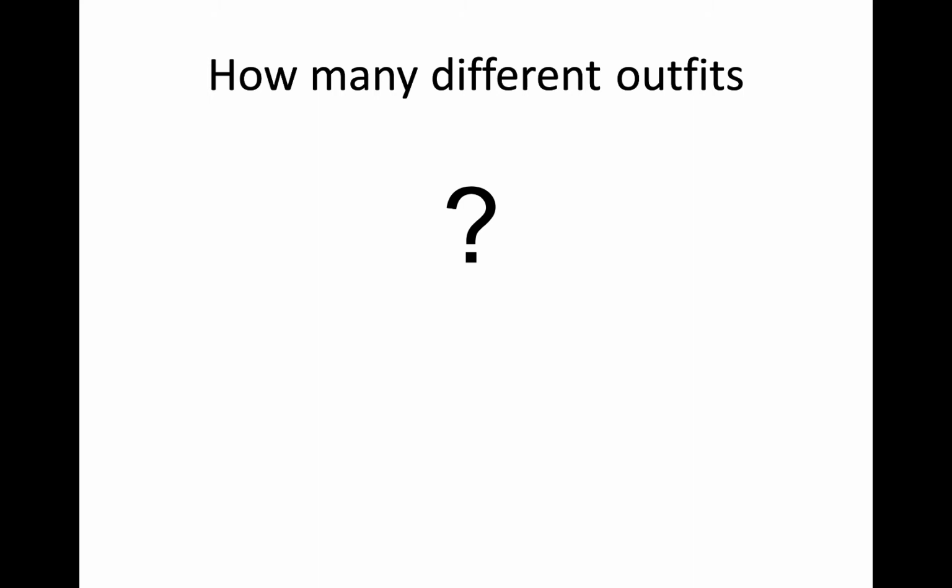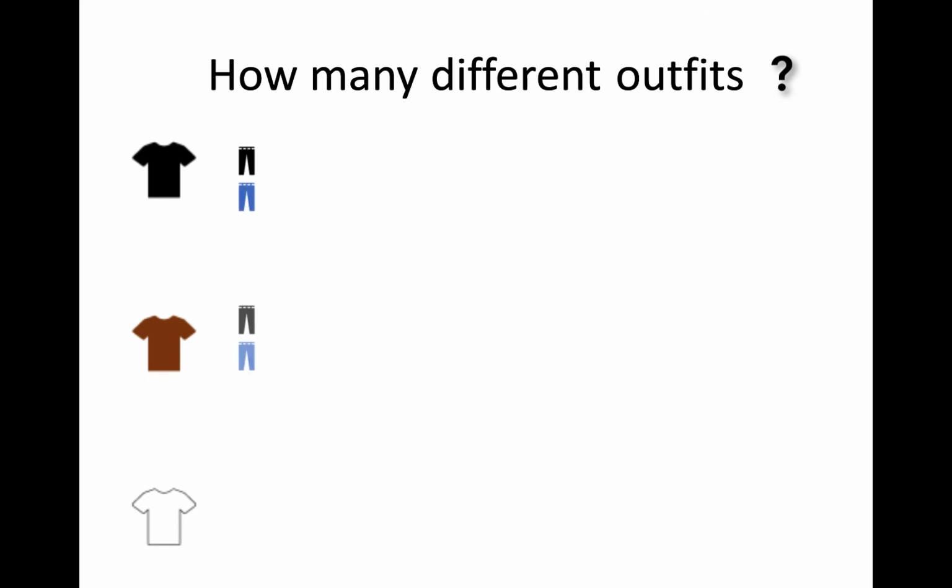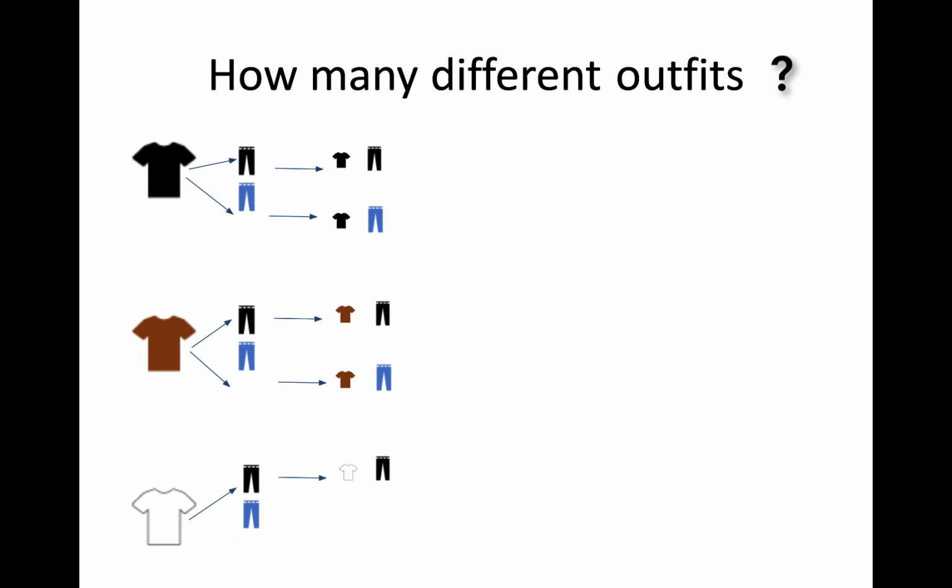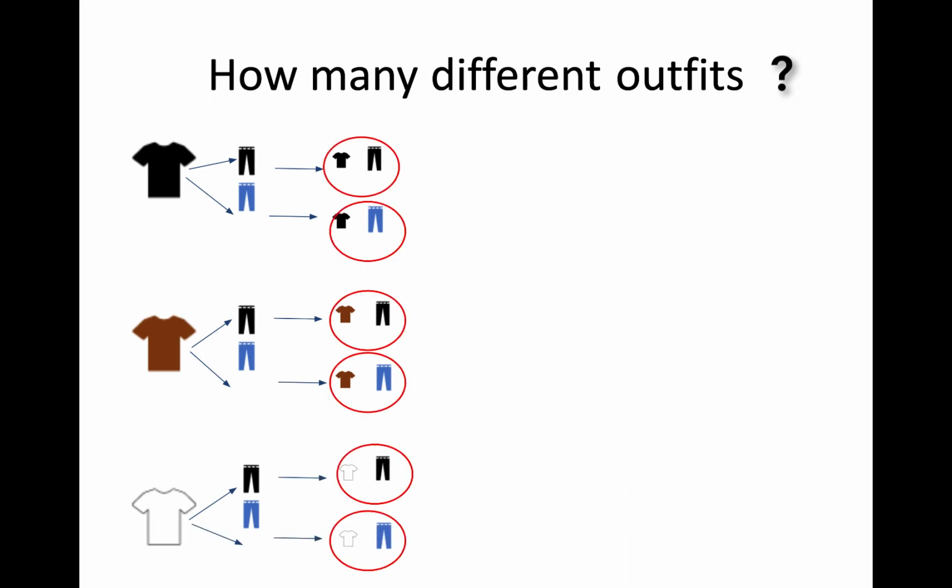So let's start with the t-shirt choice. I had 3 different options, right? Now I can pair each one of those options with my pants. And there were 2 pant options for each. So an outfit could be a black shirt, black pants, black shirt and jeans, brown shirt, black pants, brown shirt and jeans, white shirt and black pants, white shirt and jeans. So how many different outfits can I make? 6.